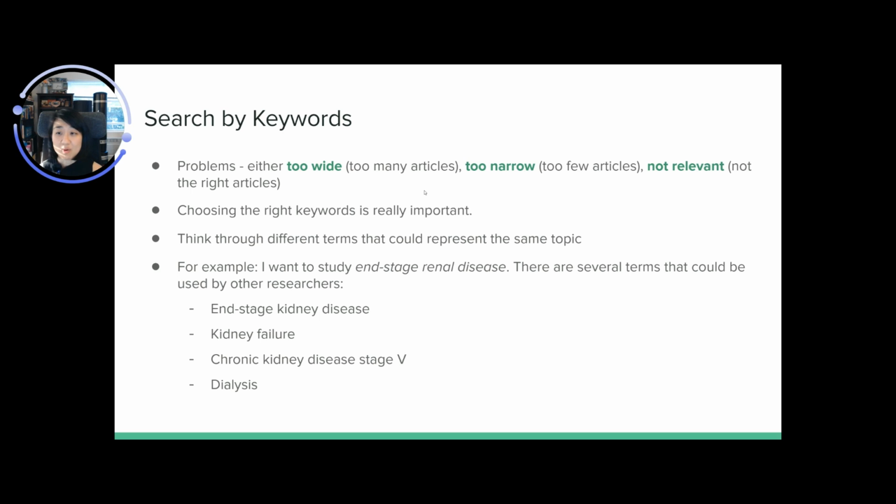As you think through the keywords, you have to think through different terms that could represent the same topic. For example, I want to study end-stage renal disease, but there are several terms that could be used by other researchers. As time evolved, terminology changed. In the past, we used to call it end-stage renal disease, and now it's updated to end-stage kidney disease. And then the newest update was kidney failure. But sometimes in other literature, they call it chronic kidney disease stage 5, and sometimes certain articles only talk about dialysis. Because there are 4 or 5 different potential words that could represent the same topic, you want to keep in the back of your mind the potential keywords you need to use.